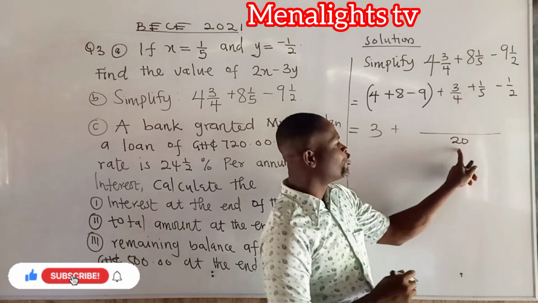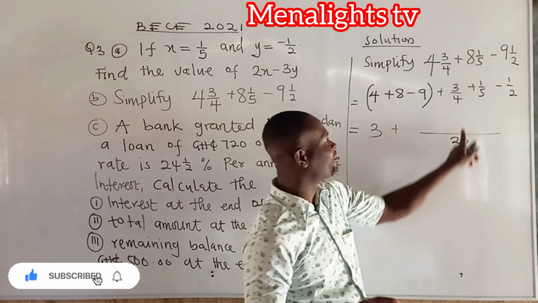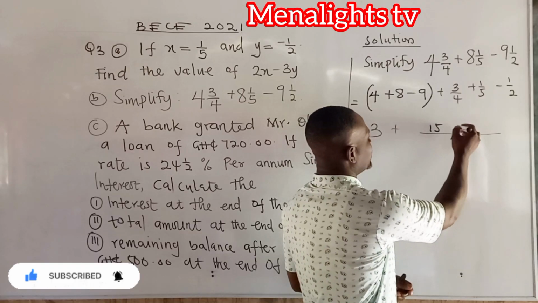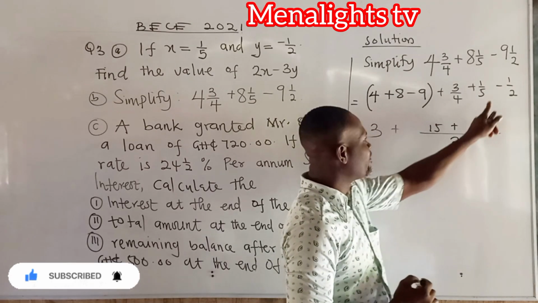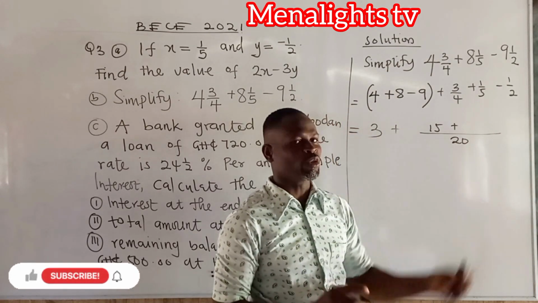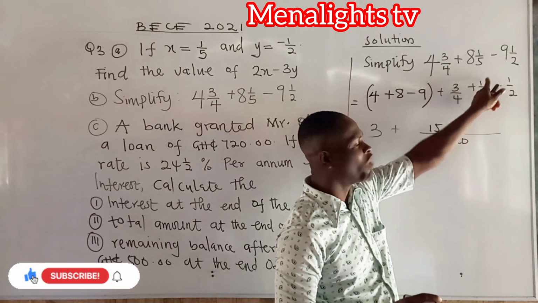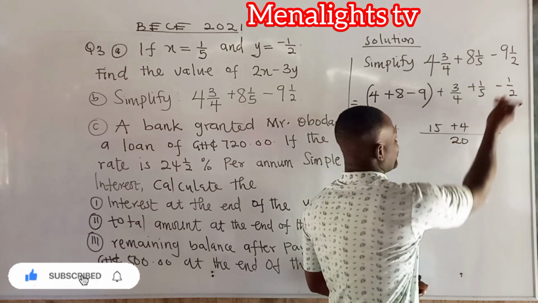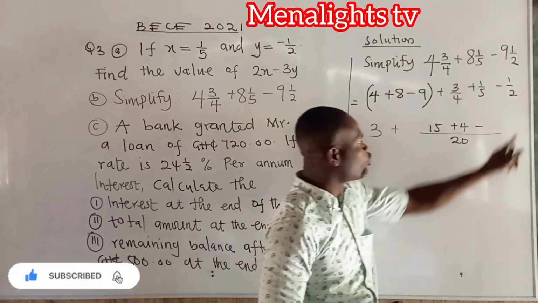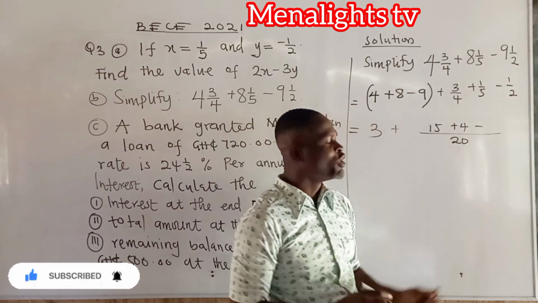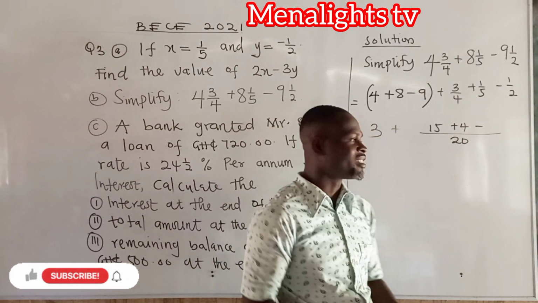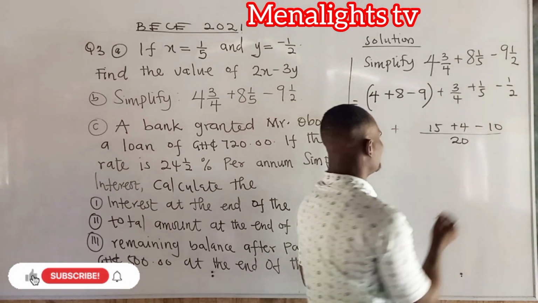4 will go into 20 five times, and 5 times 3 gives us 15. Then plus, 5 will go into 20 four times, and 4 times 1 gives us 4. Then we bring our minus. 2 will go into 20 ten times, and 10 times 1 is 10.